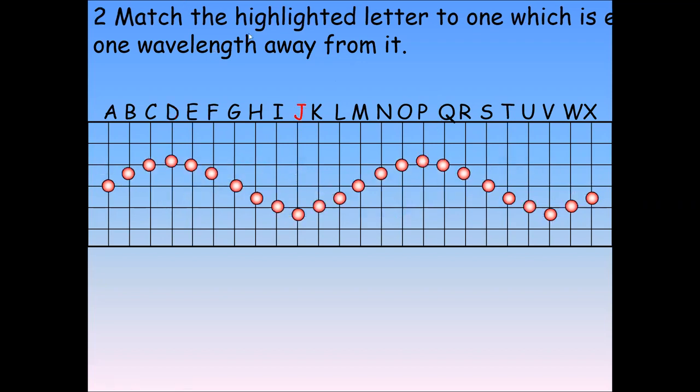Now J. Point J is there. Which point is a wavelength apart from J? Yeah, that's right. So a wavelength apart from J, V will be the wavelength apart from J.